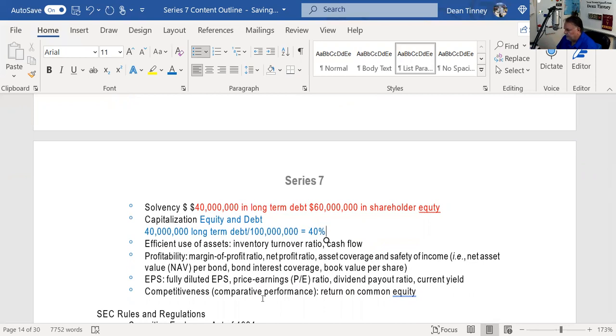Efficient use of the assets. I haven't had anybody tell me about it. They've seen inventory turnover in years. Cash flow, I would know, does not count the depreciation. I haven't had anybody in years tell me they had to do profit margin or net profit or asset coverage. By the way, just to tell you, the lectures and the explications are supplemental to the study materials, and you are under no obligation. If it's like a buffet, you don't like something, don't put it on your tray.